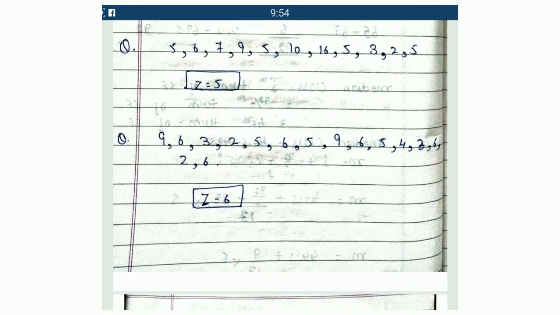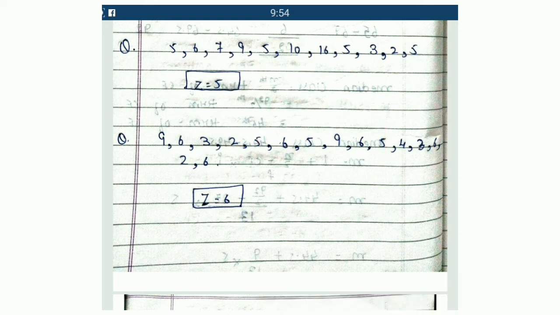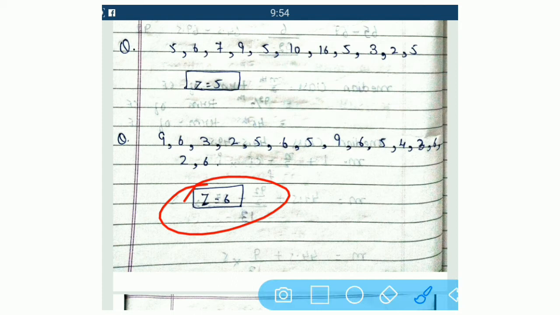In the same way, another question is also given. Here: 9 6 3 2 5 6 5 9 6 5 4 3 6 2 6. Now see, two numbers are given repeatedly over here, one is 6, another is 5. So we have to count which number is given maximum times. Firstly, we go with 6: 1 2 3 4 5. 6 is given 5 times. If we go with 5, how many times is 5 given? 1 2 3. Now see, 6 is given 5 times while 5 is given 3 times only. That means the maximum repeated number is 6. Then our Z equals 6.